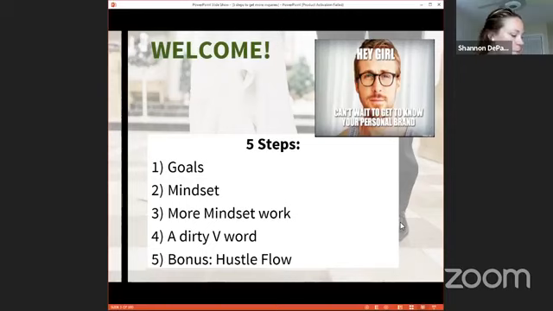All right, so let's talk about the 5 steps we're gonna do. All right, we are going to first set some goals, because we can't go anywhere if we don't actually have a specific goal set, right?